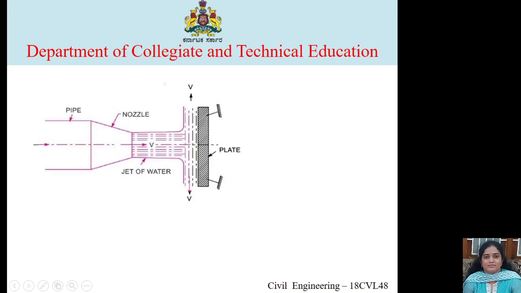So this is the schematic diagram of how the water jet goes and strikes the fixed plate. The pipe is a nozzle through which water goes in this direction with velocity v, and after striking it moves over this plate. The angle is 90 degrees here.